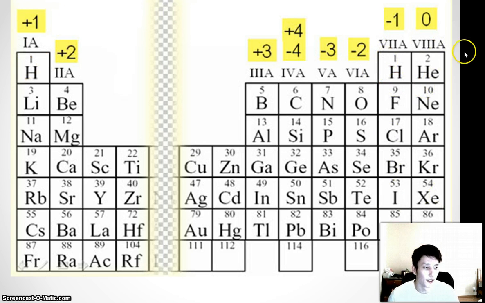And this last column over here, these are called noble gases. They don't want to give away electrons. They don't want to take electrons. So in nature, you'll find these alone without any other atom bonded to them. We can force them in the laboratory to bond with other elements, but it's very, very unstable.